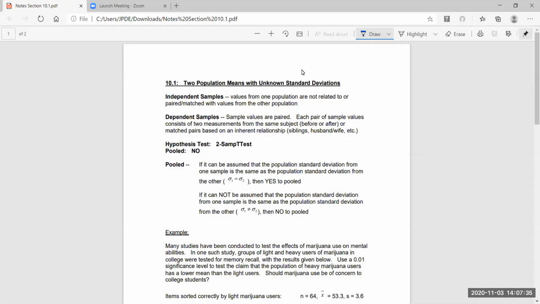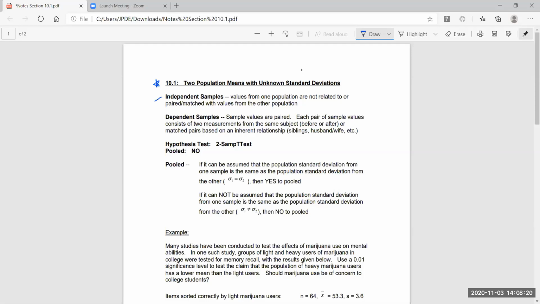Hi class. Today we're going to start chapter 10, and the concept in chapter 10 is still hypothesis testing, only now instead of having one sample, we're going to have two samples, and we will compare either two sample means or two sample proportions. So section 10.1 is comparing two means with unknown standard deviations. So we're going to have the sample means, and then we're going to do a hypothesis test to make some sort of conclusion about what's going on with our population.